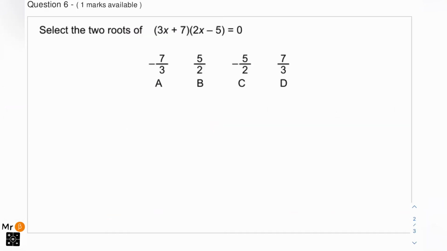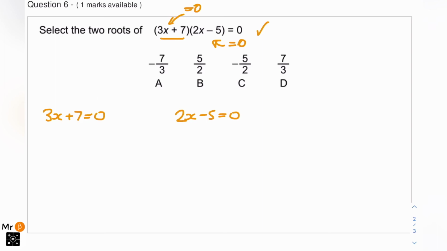So in question 6, it's asked us to select the two roots of this equation. We already know how to solve a quadratic, so they have already factorised it for you, and what you need to do now is make each bracket equal to 0. Because if you make the left-hand side bracket equal to 0, you know 0 times anything equals 0, and it solves it. If you make the right bracket equal to 0, you know that anything times 0 is also equal to 0, and it would solve this equation.